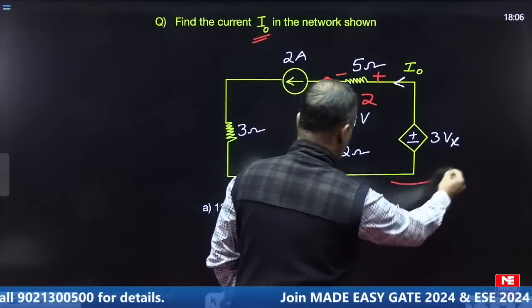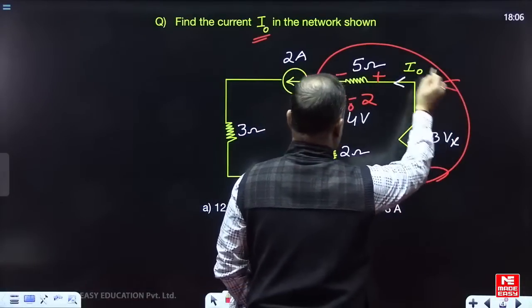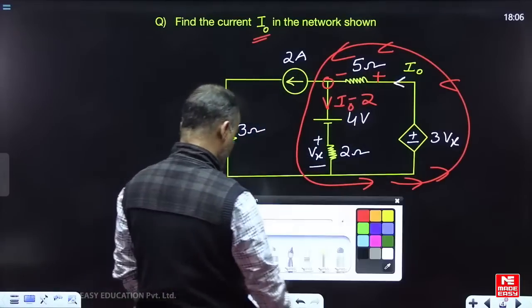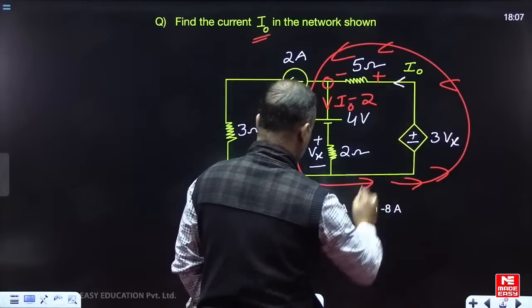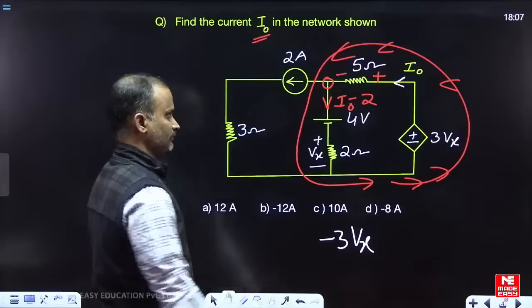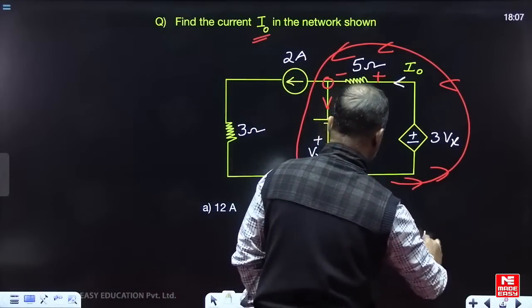Now for this entire loop, can you write the KVL equation? If you develop the KVL equation for this loop, going from lower potential to higher potential gives minus 3 Vx. Now higher potential to lower potential is the voltage drop.